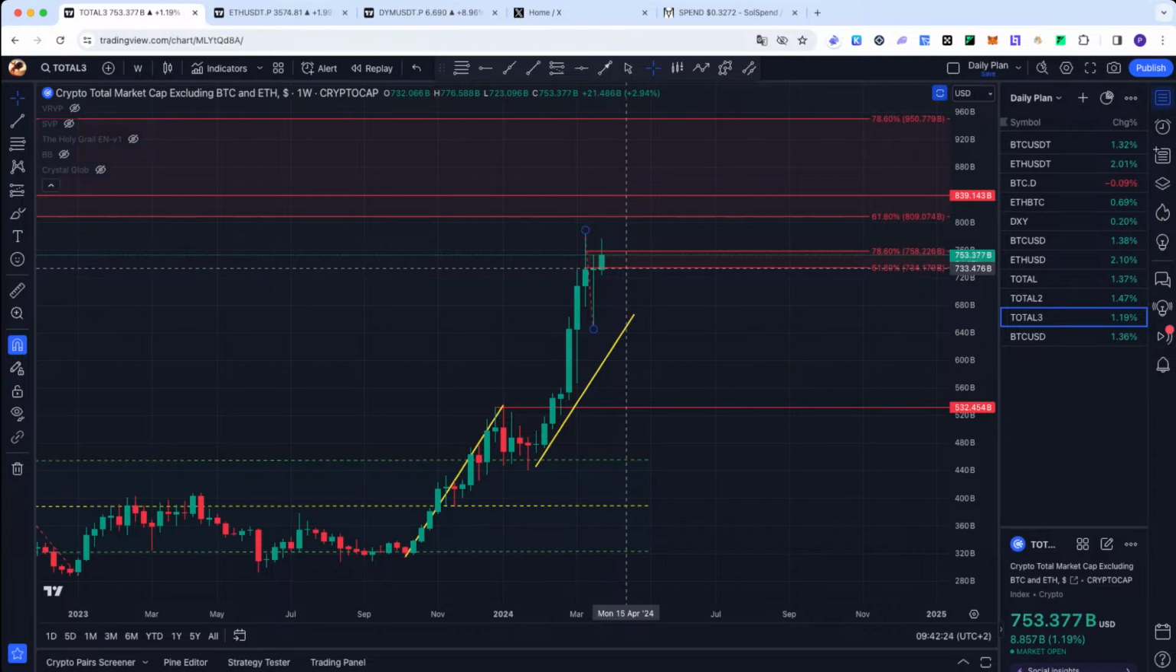So maybe we should pay attention to Bitcoin dominance. Maybe something there could change and we'll have some movement. I'll keep an eye on Bitcoin dominance and hopefully we'll get some.